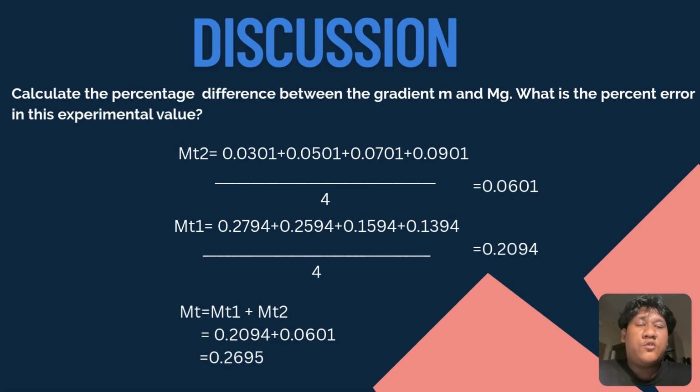And for mT1, we have to add 0.2794 plus 0.2594 plus 0.1594 plus 0.1394 and divide it by 4, which equals 0.2094. And with that, we have to find the total, which is mT1 plus mT2, equals 0.2094 plus 0.0601, and the answer is 0.2695.